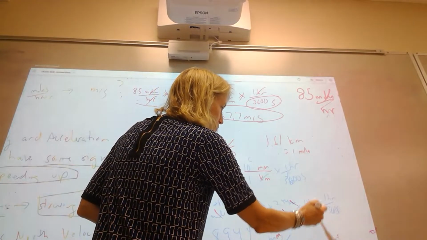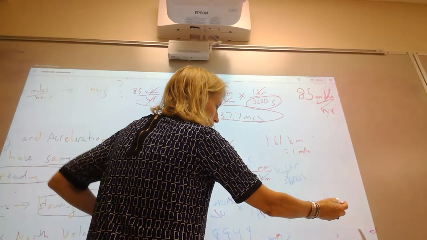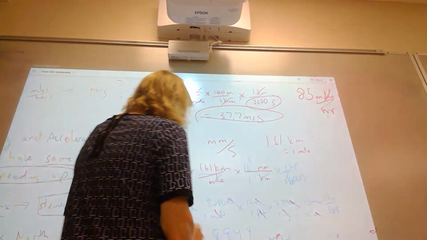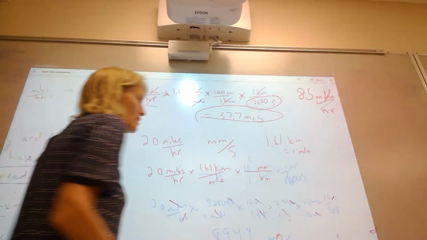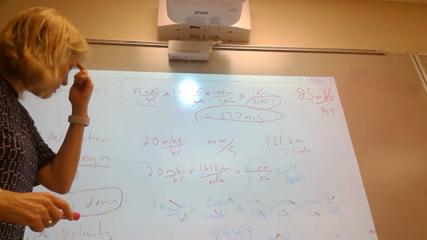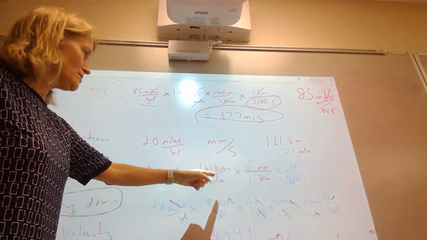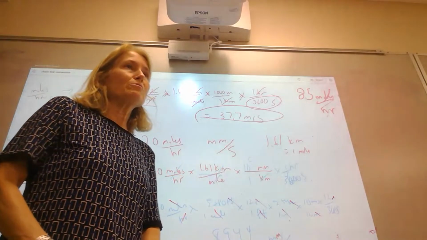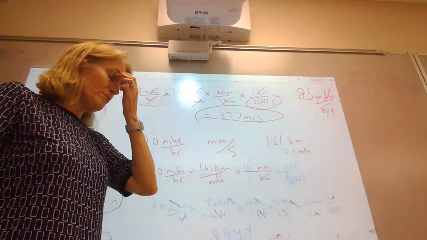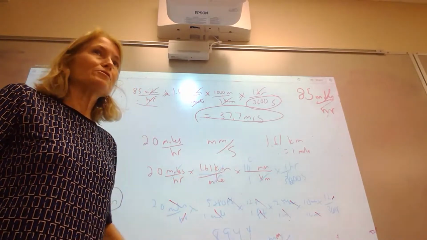2.54 centimeters, and then 1 centimeter is 10 millimeters. And then in the end, we've canceled out hours. The faster way was 20 miles per hour, 1.61 kilometers in a mile, so we've canceled out miles. Now I went straight to millimeters. You could have gone from kilometers to meters, meters to millimeters, but I went straight.